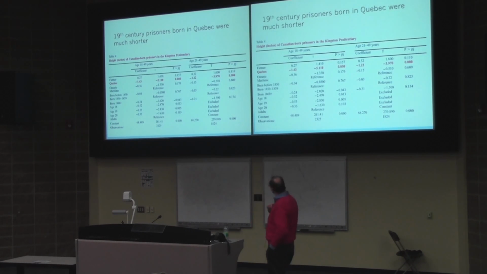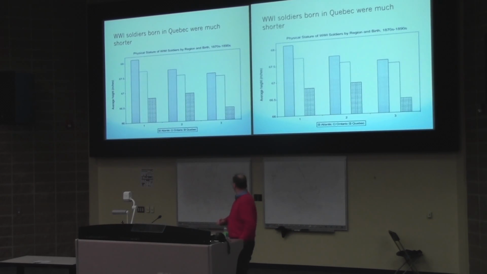So here's the Kingston Penitentiary, controlling for a bunch of things. If you are born in Quebec, you're an inch and a half shorter. It's pretty clear. Inch and a half's a big difference. This is World War I. Not a very good organization of it. The first set of bars, number one, that's people born in the 1870s. Second set of bars, people born in the 1880s, 1890s. The crosshatched one is Quebec, and they're shorter everywhere. So it doesn't matter which cohort you look at, they're shorter.